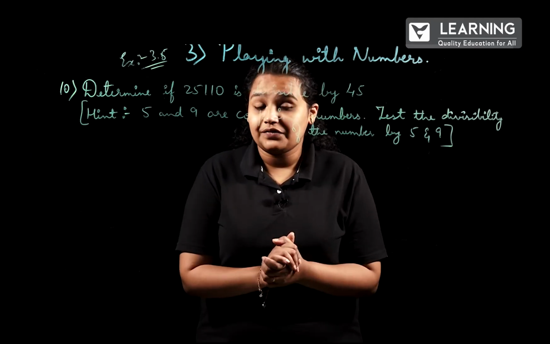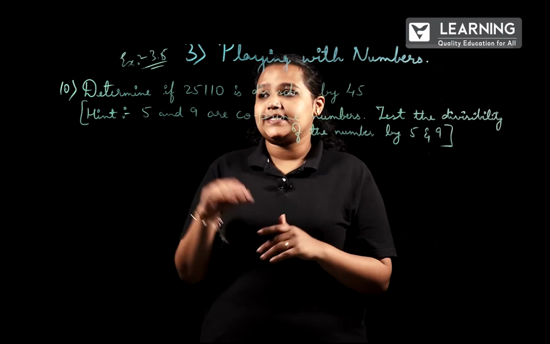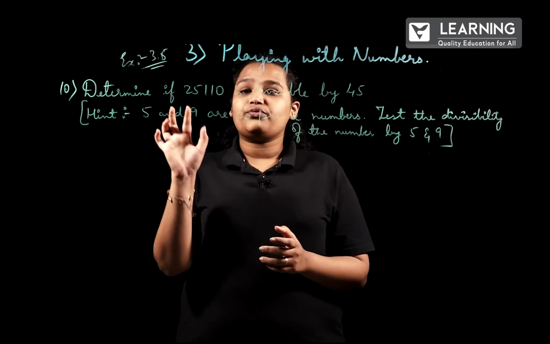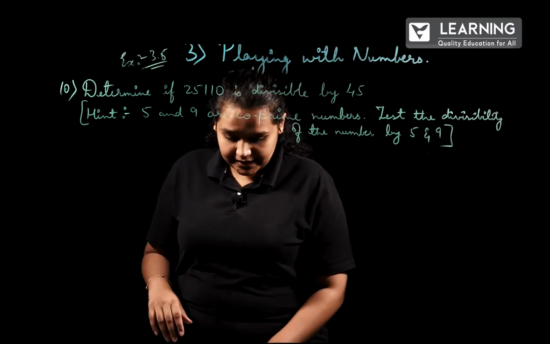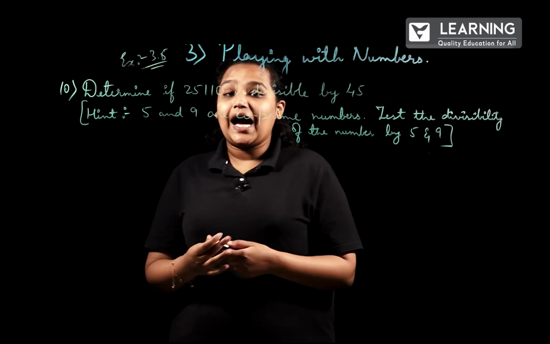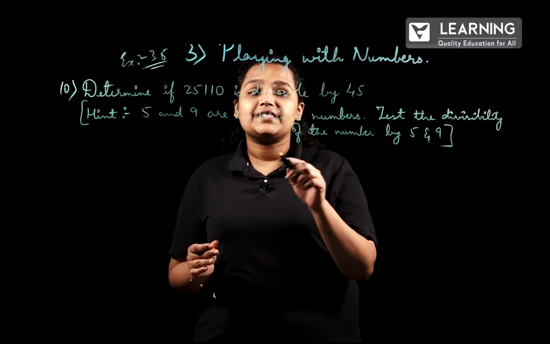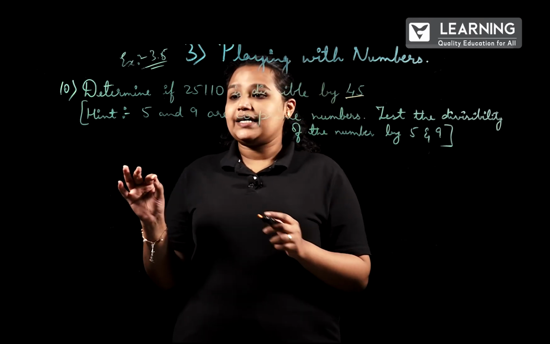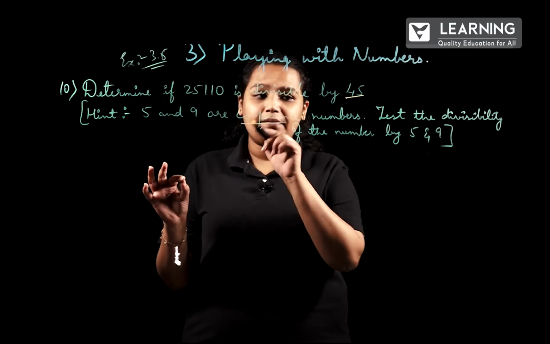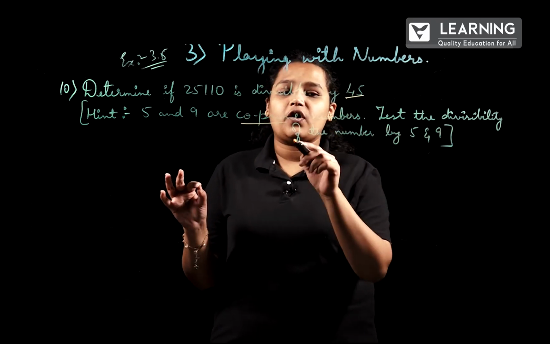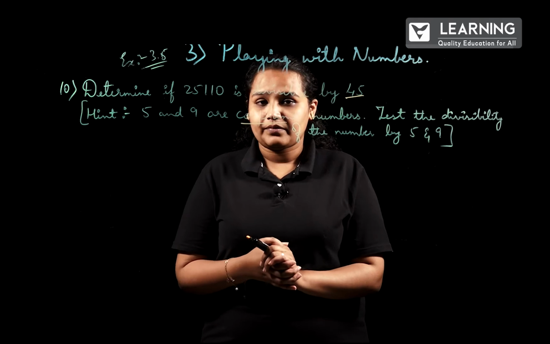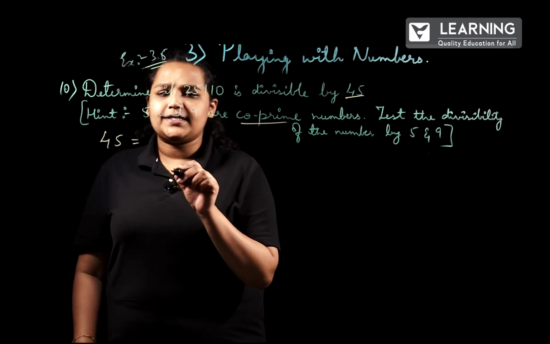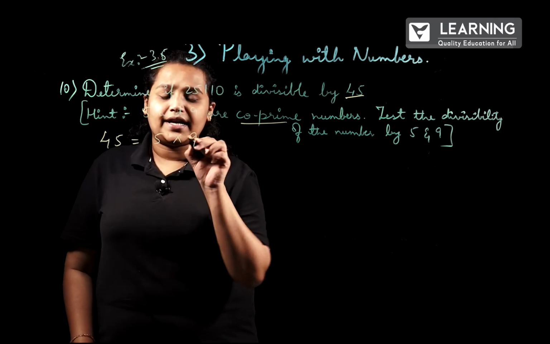So, the last question of this session which we are going to solve is the 10th problem, and the 10th problem says: determine if 25,110 is divisible by 45 or not. So, a hint is also given, that is 5 and 9 are co-prime numbers, test the divisibility of the number by 5 and 9. So, here we will start: 45 can be written as 5 nines are 45, right?